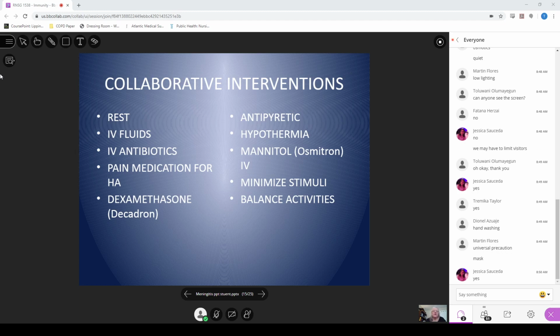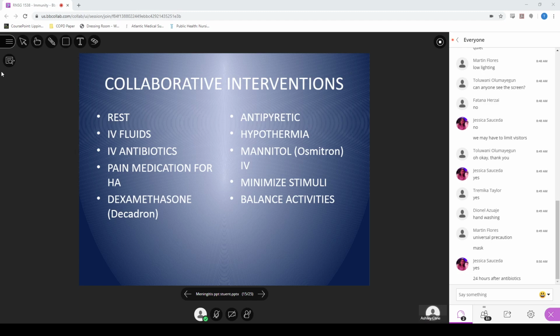And how long do they need to be in isolation? Is it 24 hours after the initiation of antibiotics? Absolutely correct. 24 hours after the start of antibiotics. So they've gotten those antibiotics on board. They are now considered non-infectious and we can stop our isolation. Or we put them in isolation and the diagnosis comes back that it is viral meningitis. Do they have to be in isolation for viral meningitis? No. So once they've had 24 hours of antibiotics for bacterial or it's been ruled viral, then they can come out of isolation. So here are those collaborative interventions.